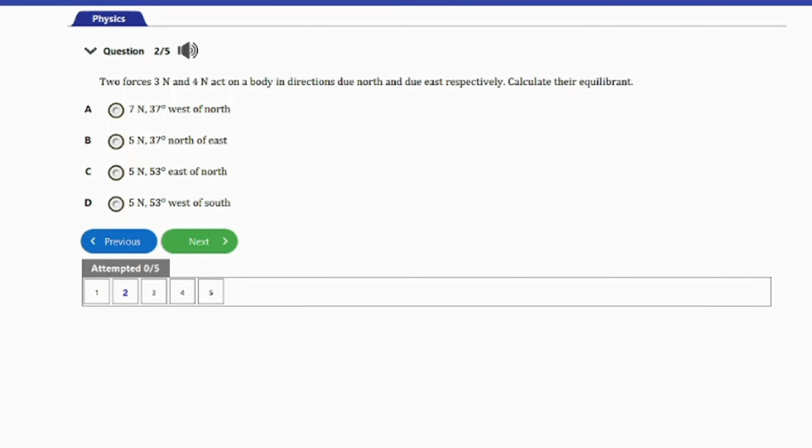Question number 2 says, two forces, 3 newtons and 4 newtons, act on a body in directions due north and due east respectively. Calculate the equilibrant. If we use the triangle formula, let's draw this as a triangle where 3 newtons is for north and 4 newtons is for east.